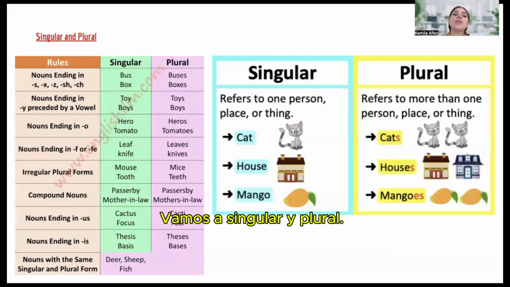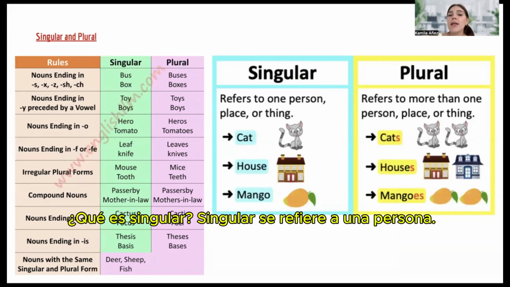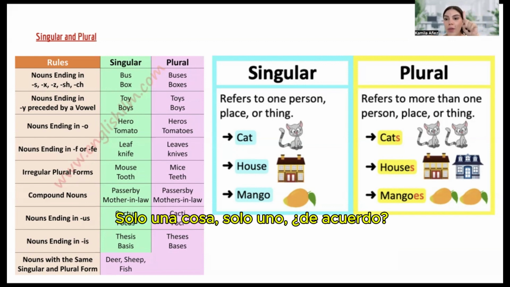Let's go to singular and plural. First, we're going to see some examples. What is singular? Singular refers to one person, one place, or one thing. A cat, a house, a mango. Just one thing, just one, uno, okay?